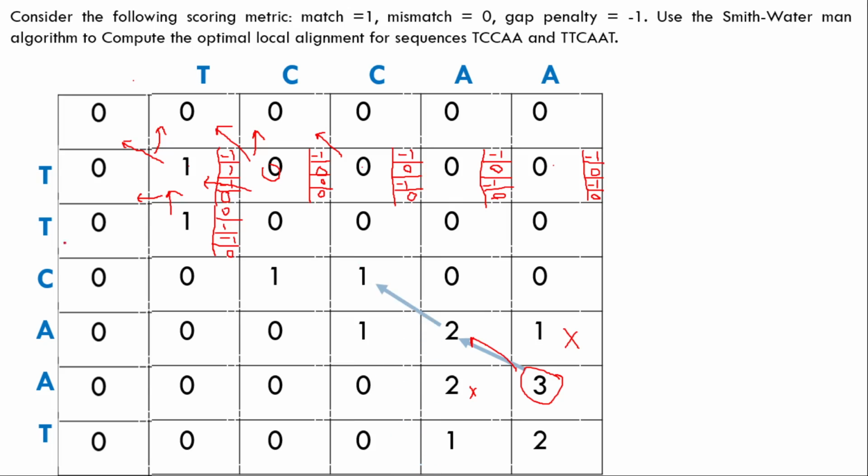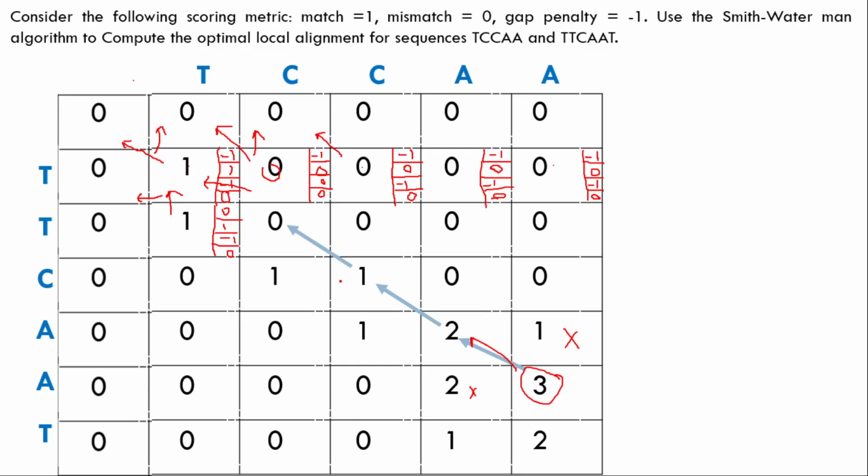Now what about this one? It should be -1 or 0. Obviously it should be again -1 or 0. So obviously this one was originated from C and C is matching. So 0 plus 1 equal to 1. Obviously true. See.